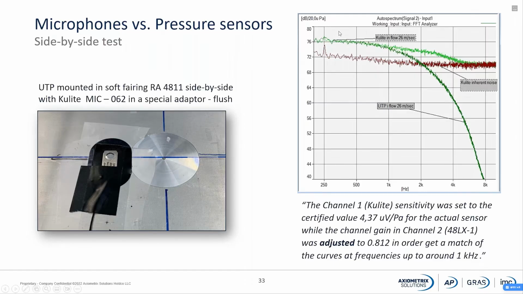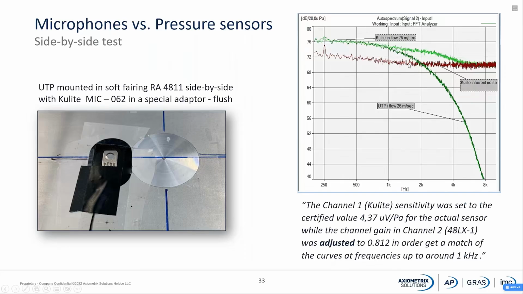Then we take a look at the signals, and if you take an FFT analysis on this, you can see here that this is the frequency. They are following each other very nicely, and then suddenly they are diverging from each other. So the light green curve here, that is the Q-Lite. It is going further up because the sensing area is smaller. And then the UTP is actually going down here.